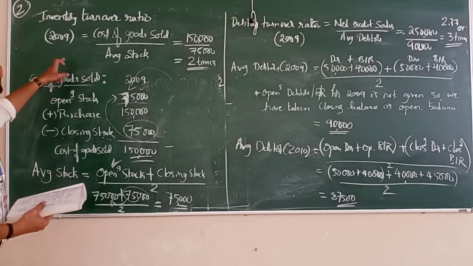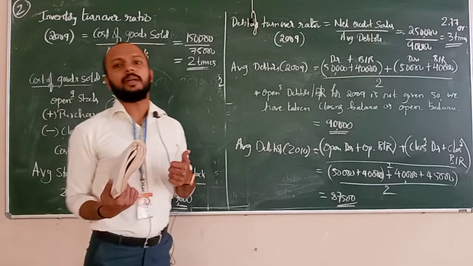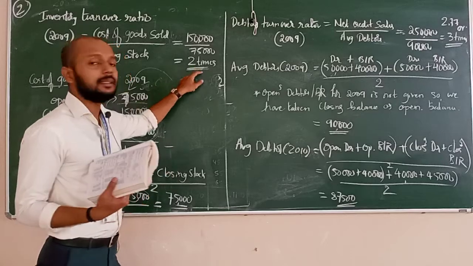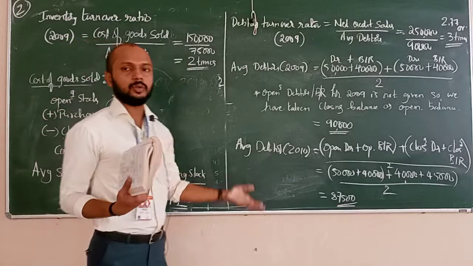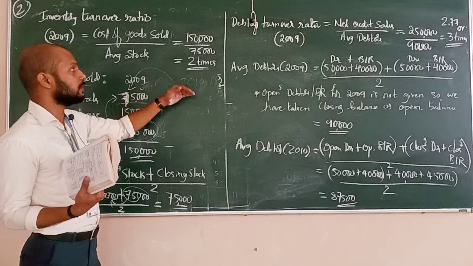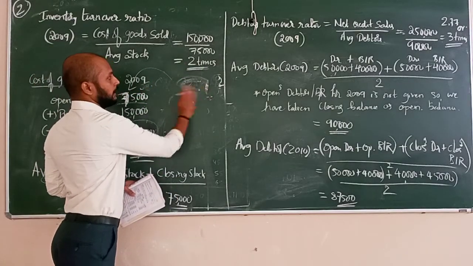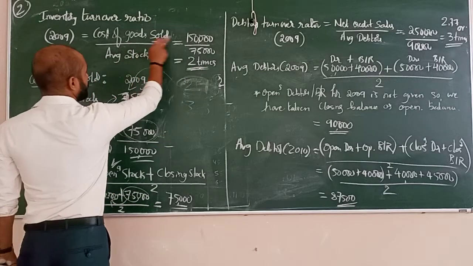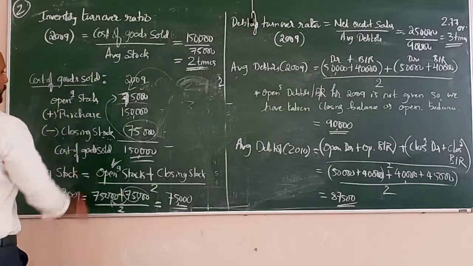So therefore, inventory turnover ratio. Try to understand: whenever we calculate turnover ratio, remember that the ratios are to be in number of times. Whenever they ask for the calculation of turnover, debtors turnover, creditors turnover, inventory turnover, that turnover has to be presented in terms of times, not in ratios like 2:1. It has to be in times. Turnover ratio is cost of goods sold divided by average stock 75,000, and we get 2 times as the inventory turnover ratio.